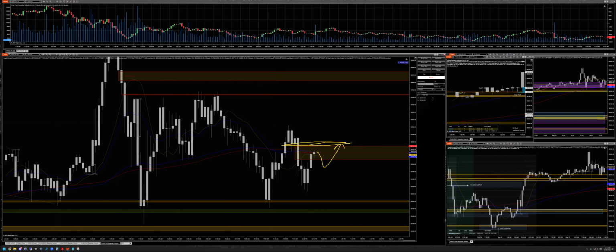Because from my experience, when it sweeps a level, it comes back down and then creates a higher low. Because remember, this is an imbalance now. Now we've got that imbalance and this imbalance. This is the closest one.